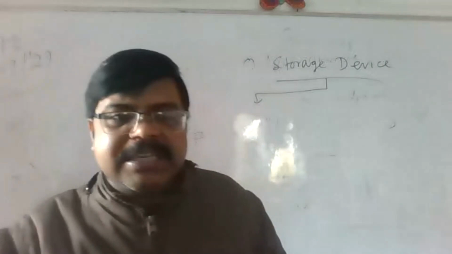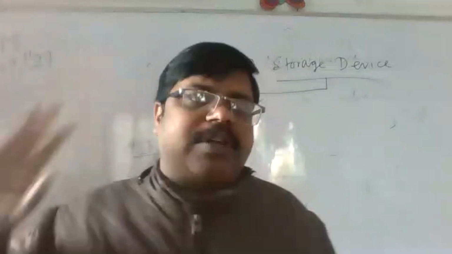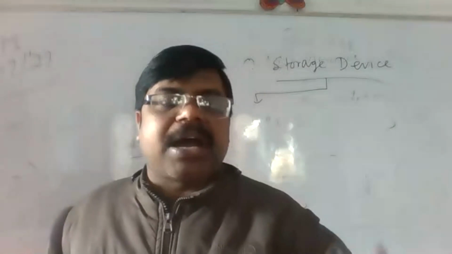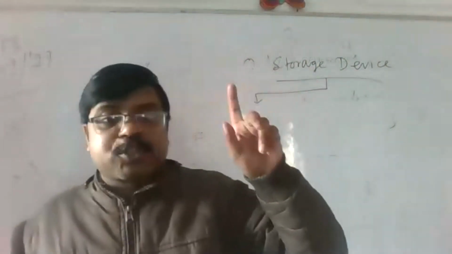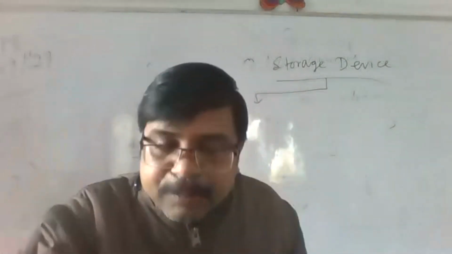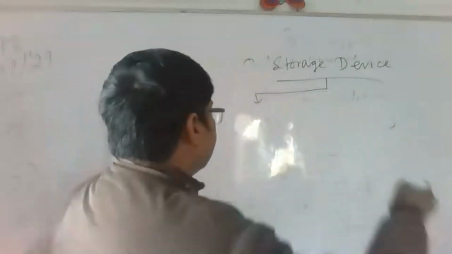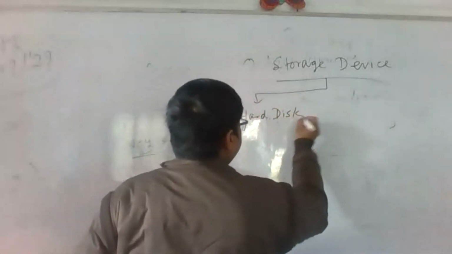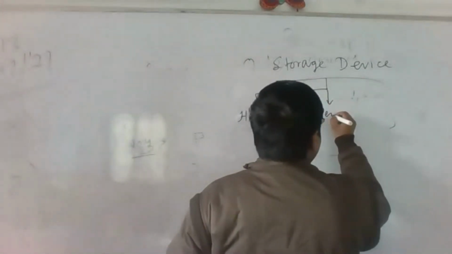But in our PC, we have a section that is called the storage device. Using this storage device, you can store your data permanently. I have already discussed memory. There are two types of memory: one is the primary memory, another one is the secondary memory. I'm talking about the secondary memory, where your storage device falls. Now, the first one is the hard disk. You have other storage devices like the pen drive.